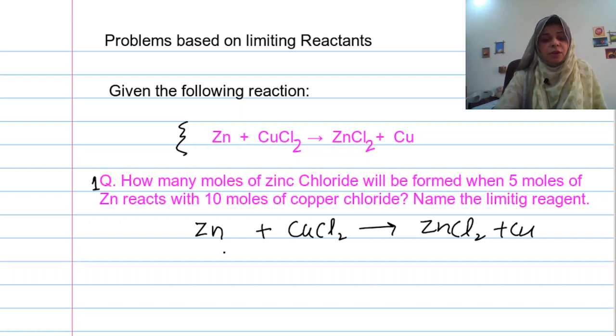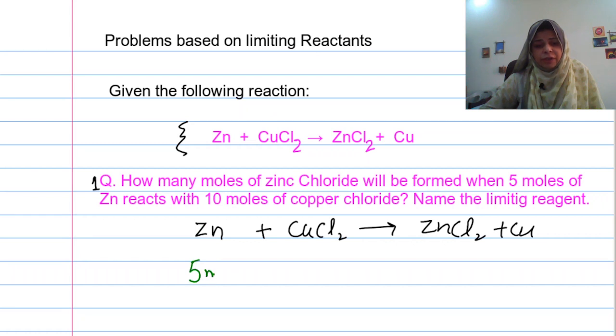Very easy. First of all, we have to write the given data. We know 5 moles of zinc are given. Then next, we have 10 moles of copper chloride.